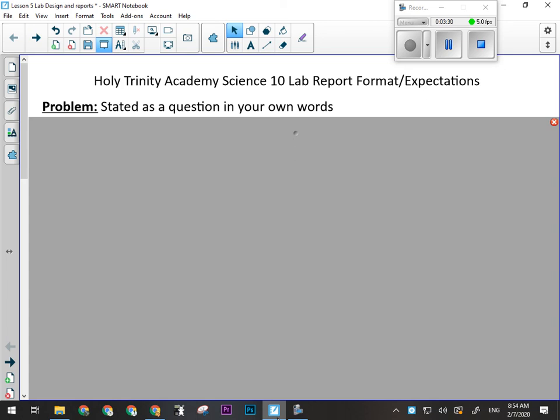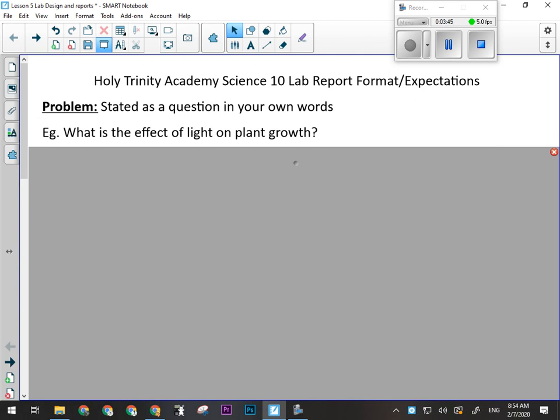So if we're doing a lab where we're testing the effect of sunlight on the growth of a plant, our problem would be very simple. What is the effect of sunlight on plant growth? That would be your problem stated in the form of a question. So our example there could be, what is the effect of light on plant growth?